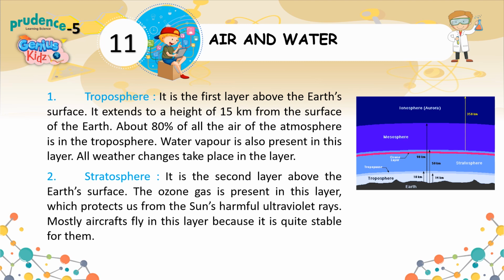2. Stratosphere. It is the second layer above the Earth's surface. The ozone gas is present in this layer, which protects us from the sun's harmful ultraviolet rays. Mostly aircrafts fly in this layer because it is quite stable for them.